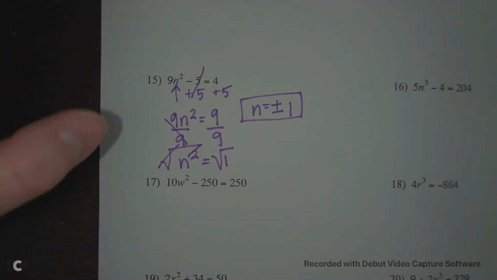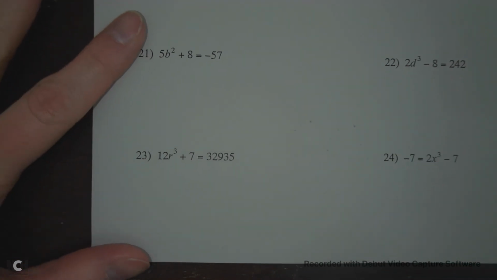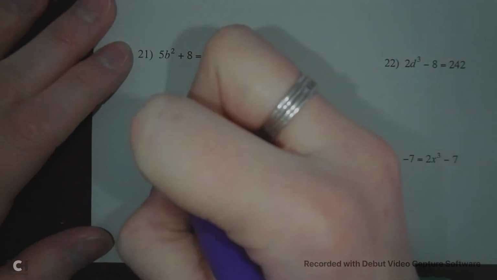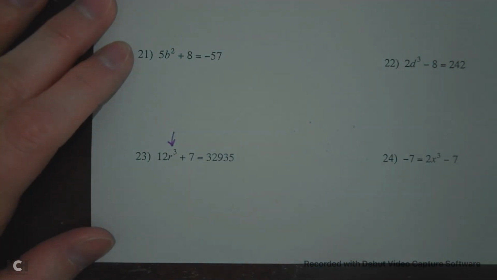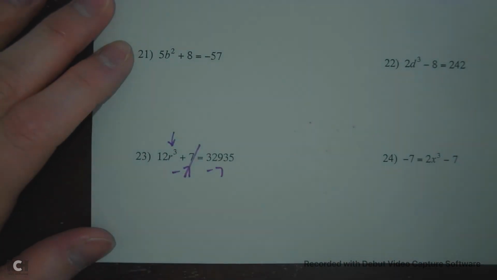Okay, and here is another one. Let's do one more. Oh, let's do 23. Okay, so we are trying to get our r by itself. So again, we pretend like there's no exponent. So the first thing we do is add, subtract. So we're going to subtract 7 on each side.